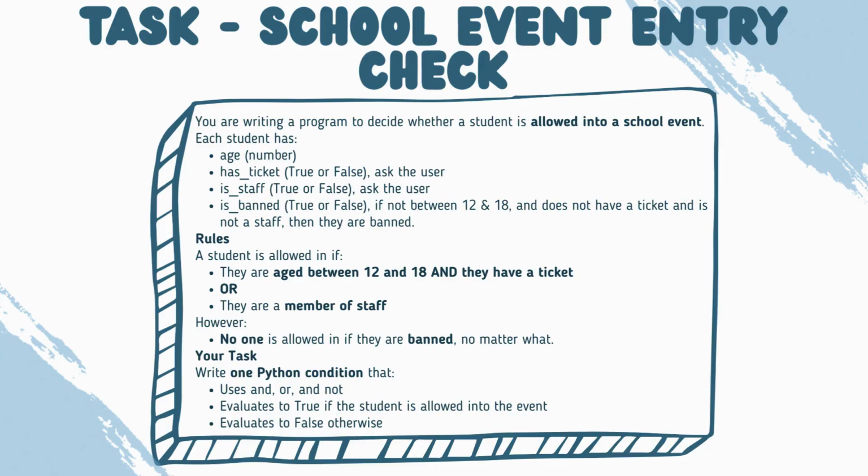So here are the rules. A student is allowed in if they are aged between 12 and 18 and have a ticket, or if they are a member of staff. However, no one is allowed if they're banned, no matter what. So your task is to write one Python condition that uses and, or, and not. It evaluates to true if the student is allowed into the event and evaluates to false otherwise.